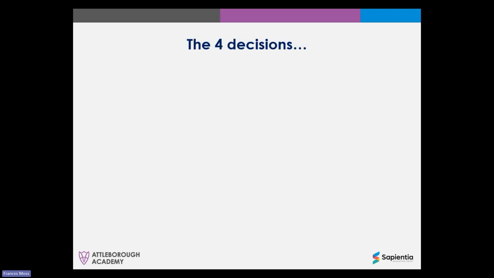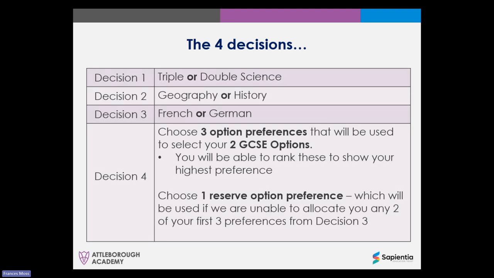In terms of the options process, you essentially have four decisions to make. The first decision is whether you're going to decide between triple or double science. The second decision you need to make is whether you're going to choose between geography or history. The third decision is French or German. And then decision four is the option subjects. I'll talk more about each of these decisions in turn. There's a quick summary on the screen for you at the moment.